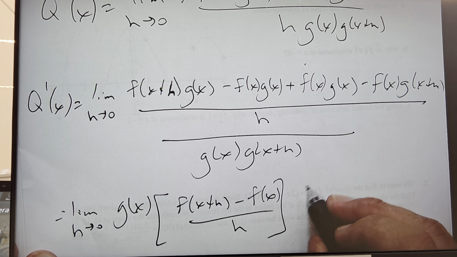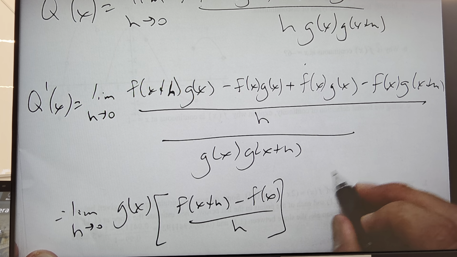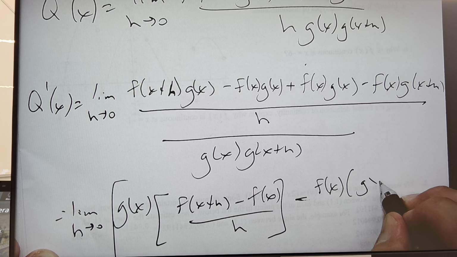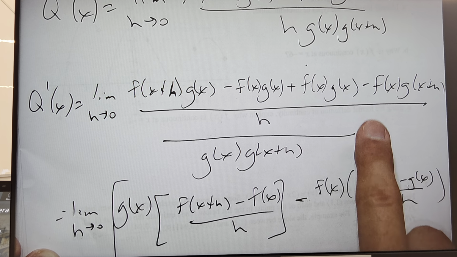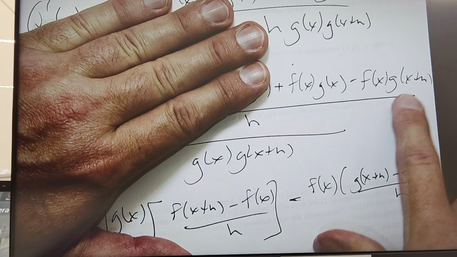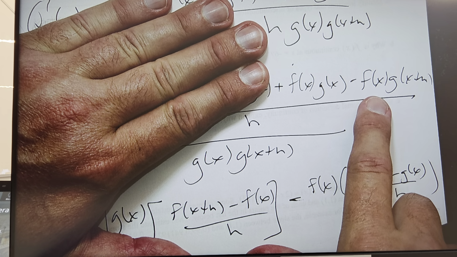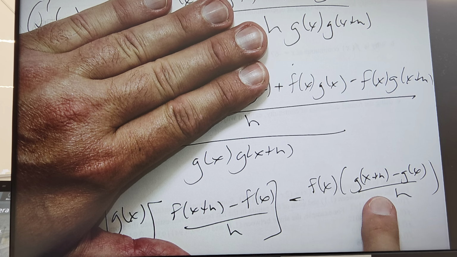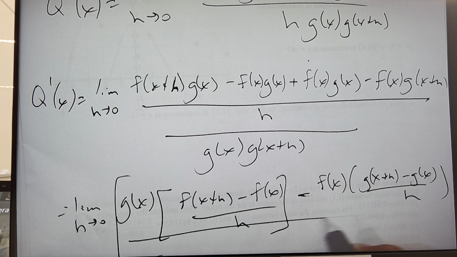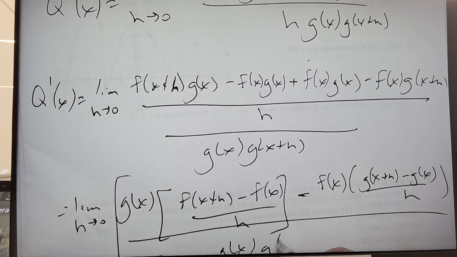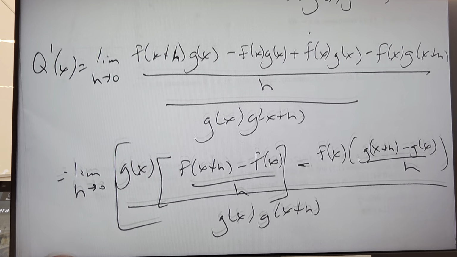How do I want to write this? I don't know, Jeff. Yeah, let's just do it. I'm going to take a negative f of x out. And then I'll have g of x plus h minus g of x all over h. That's from this piece here. If I take a negative f of x out, that becomes positive, that becomes negative, over h, and this whole thing is over g of x plus h. This is so exciting.